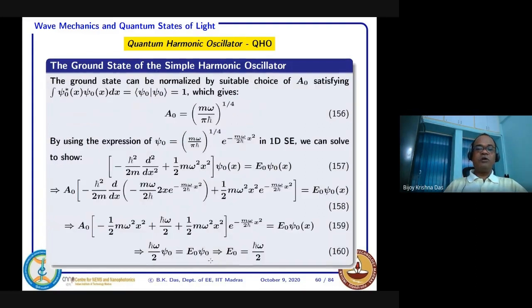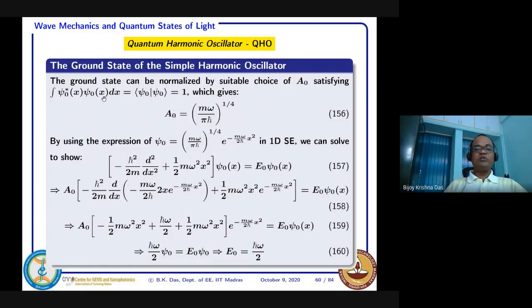So what we do, you will see this is the ground state that can be normalized by a suitable choice of a naught satisfying this one. And this is the bracket notation. We can write it like this, that means the inner product of psi with itself. It's a dot product, so it will be 1.